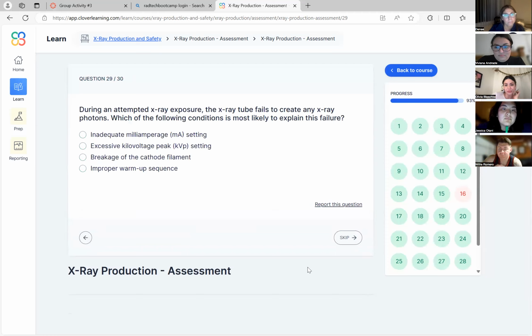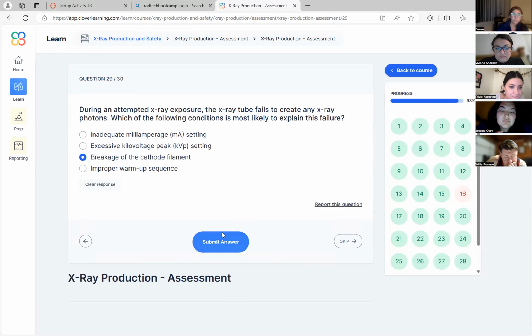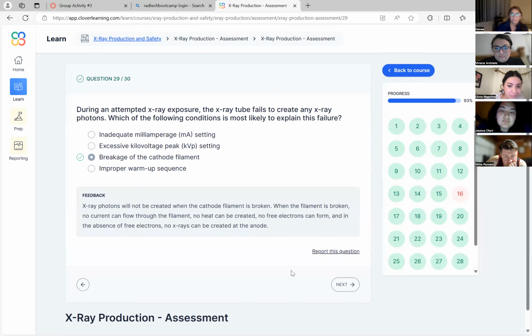All right. I'm next. During an attempted X-ray exposure, the X-ray tube fails to create any X-ray photons. Which of the following conditions is most likely to explain this failure? What did I say? Oh, it is the breakage of the cathode filament. I agree.